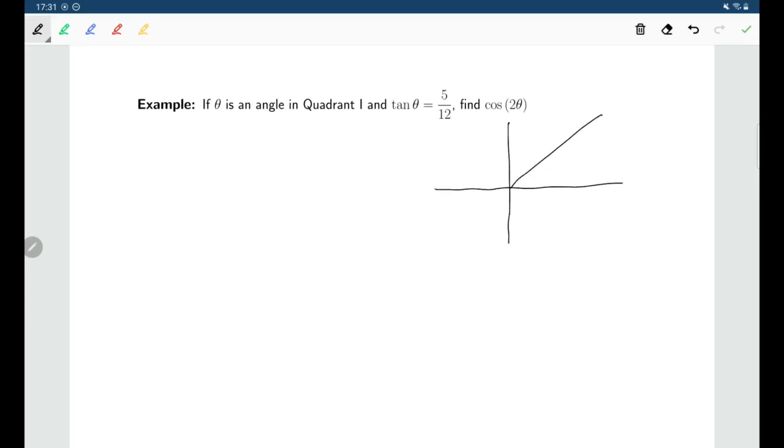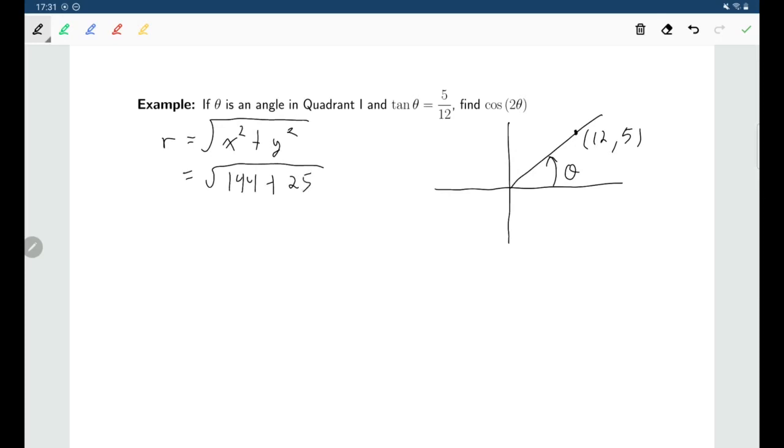So we've got an angle in quadrant 1. There we go, nicely drawn. And we know that there's going to be a point on that terminal side. If we're remembering that tangent is defined as y over x, then that means we could take the y coordinate as being 5 and the x coordinate as being 12. And then we can find out what r is just using our formula that r is the square root of x squared plus y squared. Putting in what we have for x and y, we'll find that r is 13.